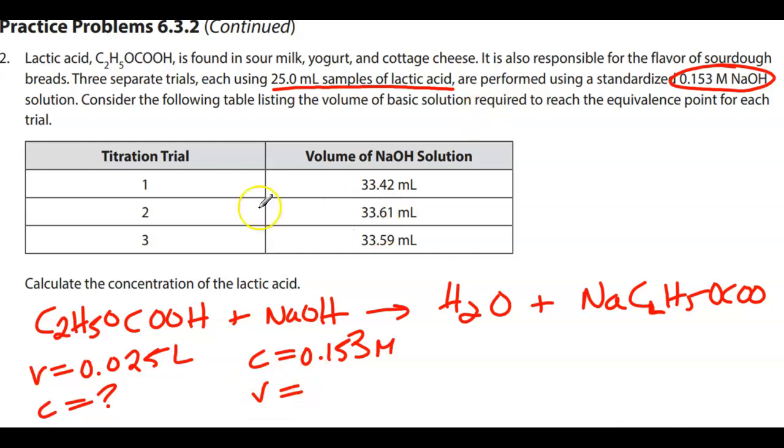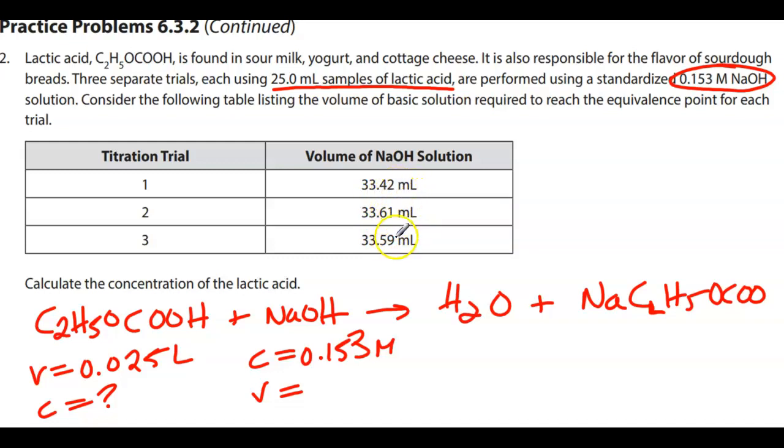Here you have the 3 trials. They're not just telling you how much volume it took to neutralize. They did this 3 different times. When you do a titration, it's always recommended that you do it in triplicate. But when you're actually calculating this, you will remove 1 out of the 3 that looks like it's off from the other 2.